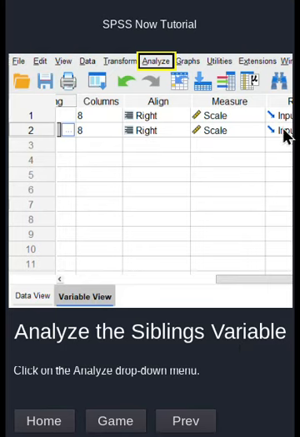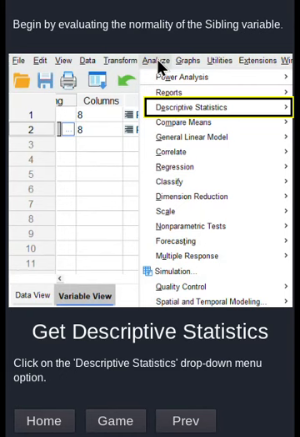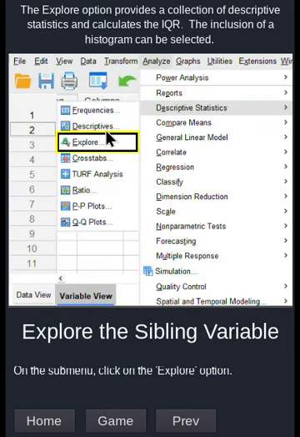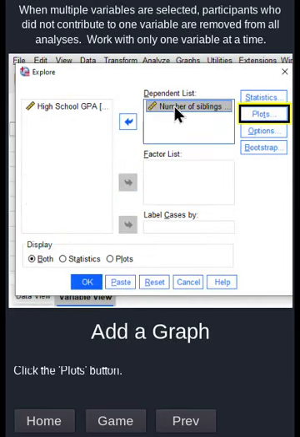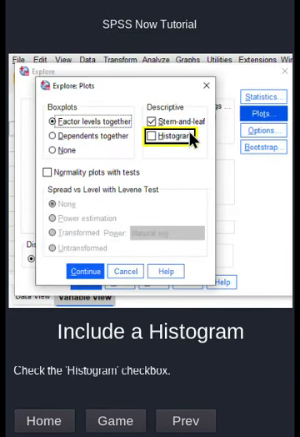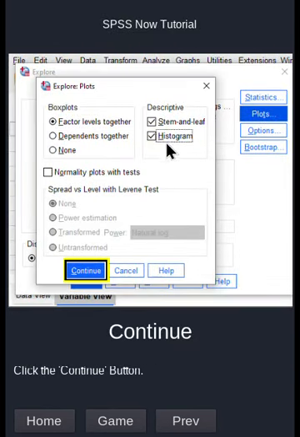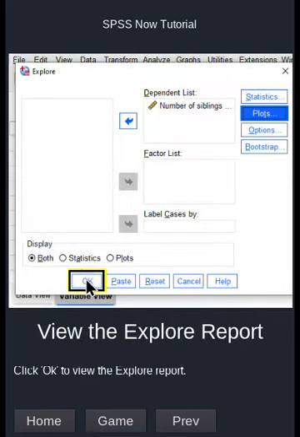So with SPSS, we go to the Analyze drop-down menu, click on Descriptive Statistics, and there's lots of different ways to go about this, but for this tutorial, I'm going to go with Explore. I'm going to move number of siblings on over to the dependent list. And we'll go ahead and add the histogram. So to do that, I'm going to click on Plots, and click on Histogram, and click Continue, and then OK.